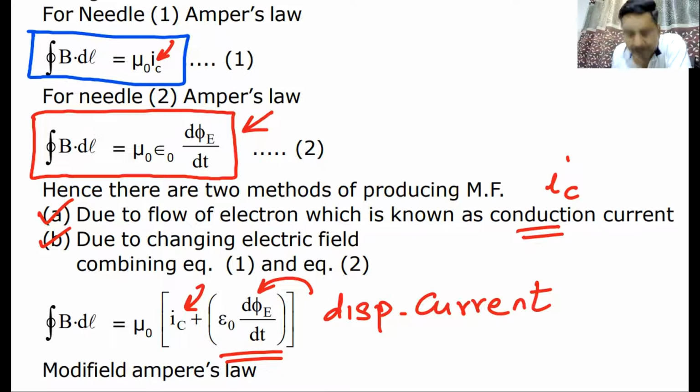This term has come because a changing magnetic field with time will create an electric field. This electric field will have its own current. That current is known as displacement current. Epsilon naught into d phi E by dt is known as the displacement current. IC is your normal current, which is due to the flow of electrons.